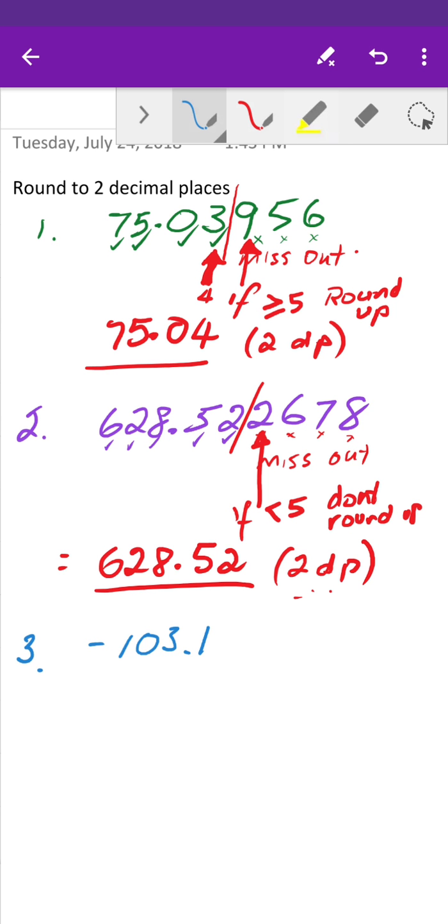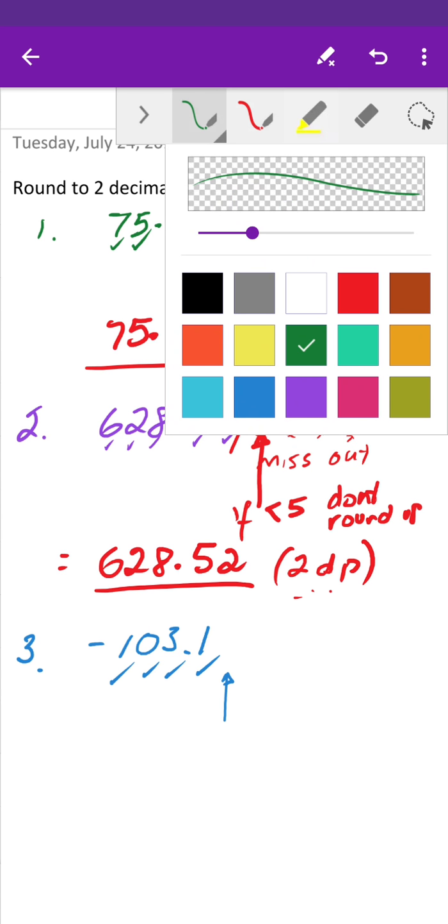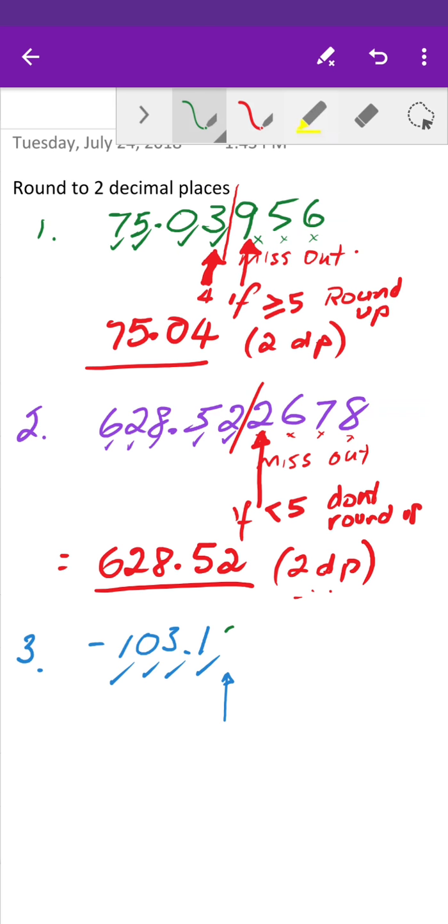Alright, this is an interesting one. To 2 decimal places, we've got the hundreds, the tens, the units, we've got the tenths, but we don't have a number in the 2 decimal places, so we've actually got to put one in. Now if that was the exact number, then we'd be fine. Therefore, negative 103.10 is our answer to 2 decimal places.